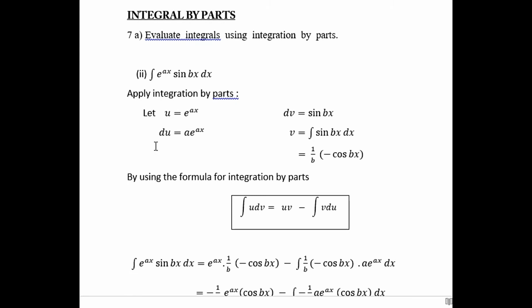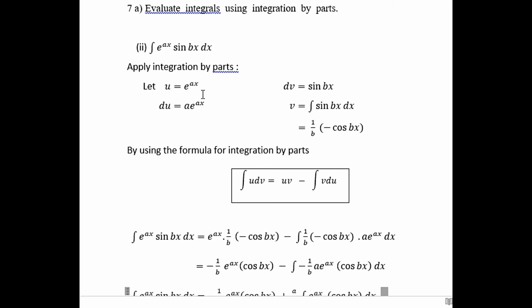Firstly, we have to apply integration by parts like this. Let u equal to e to the ax and dv equal to sin bx dx. So the derivative of u equals a e to the ax. And to find v, we must integrate sin bx dx, which is equal to 1 over b negative cos bx.